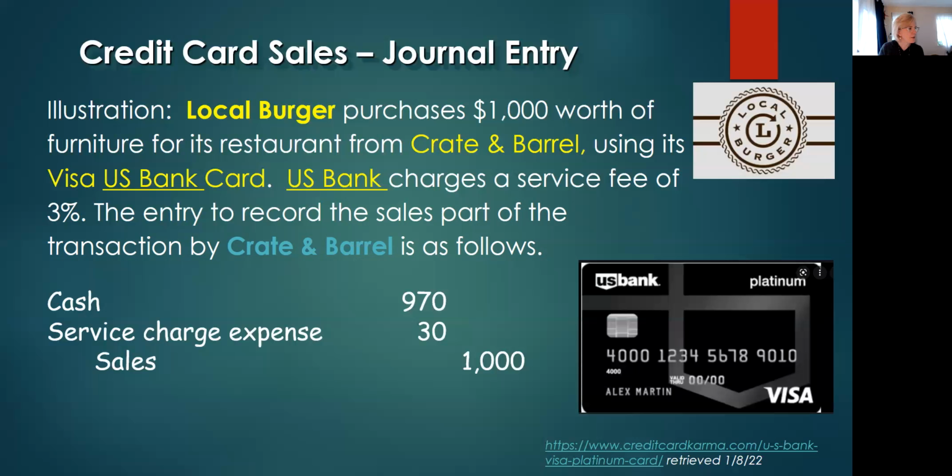Okay. So this entry should look a little bit similar to you. It should look like back in chapter 5 when we had a sales discount or something like that. But in this case, the merchant Crate and Barrel is saying, I probably wouldn't have made that sale if I hadn't accepted the credit card. So it's worth it to me to lose $30 on that sale and only get $970. But I still get to call it a sale for the 1,000. And then this is an expense that I'm reporting that I'm willing to accept. Okay. All right. So let's move on.